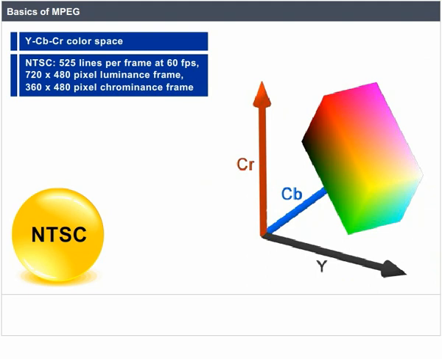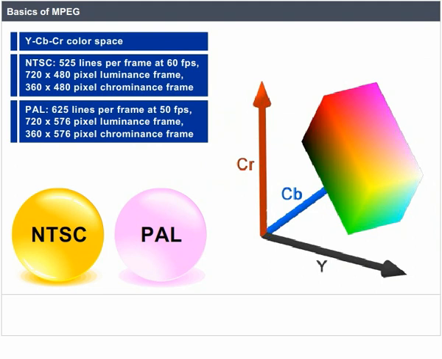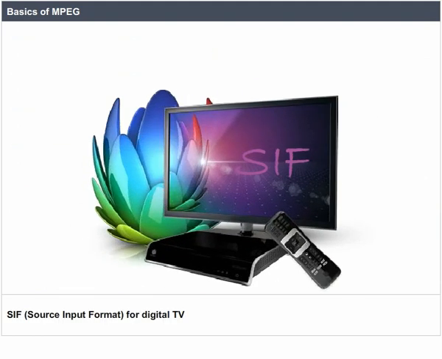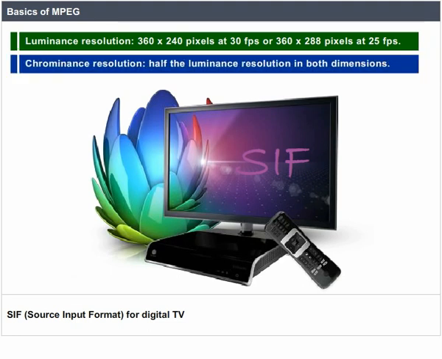pixel chrominance frame. PAL: 625 lines per frame at 50 fps, 720 by 576 pixel luminance frame, 360 by 576 pixel chrominance frame. SIF, source input format for digital TV. Luminance resolution 360 by 240 pixels at 30 fps or 360 by 288 pixels at 25 fps. Chrominance resolution, half the luminance resolution in both dimensions.